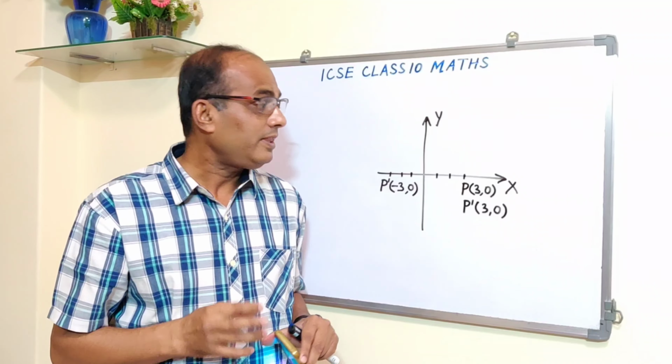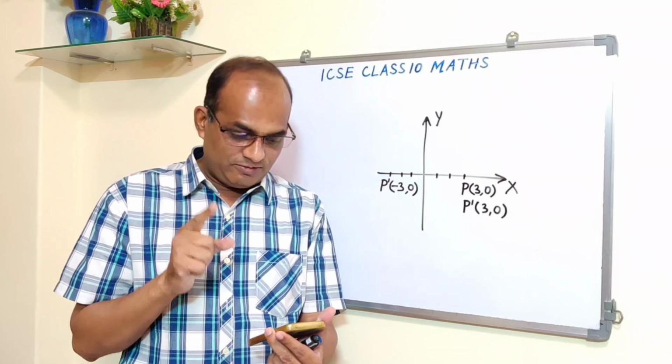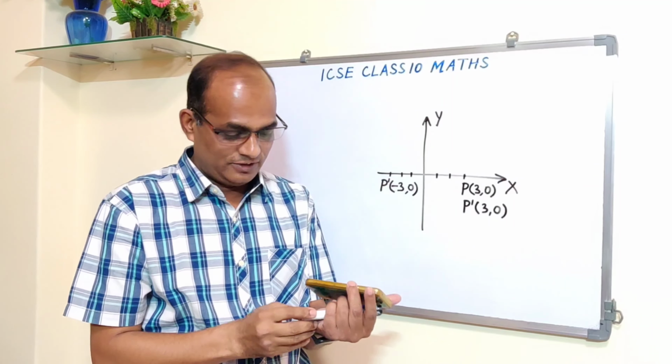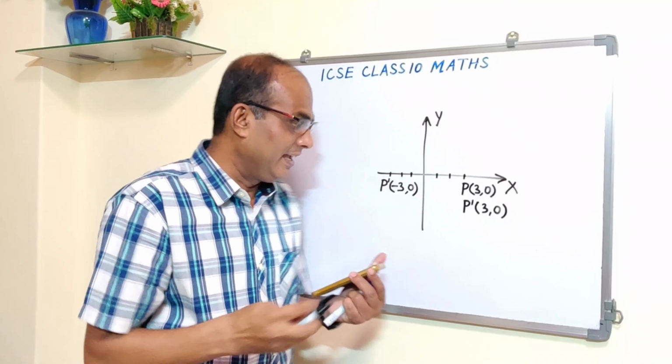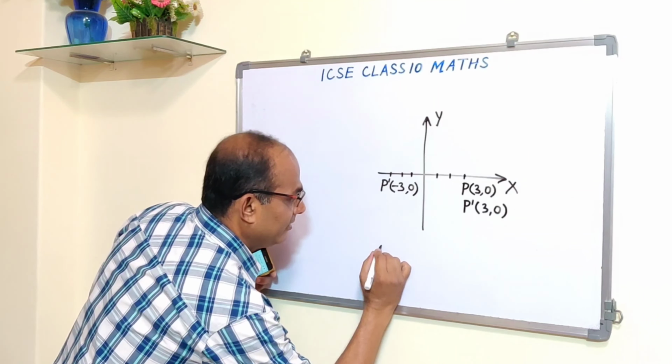Okay, let me see. Fine. So here the answer will be, okay, the answer is the point (3, 0) is invariant under the reflection in x-axis. That means B option is correct. So you will write down answer. You will write down B.